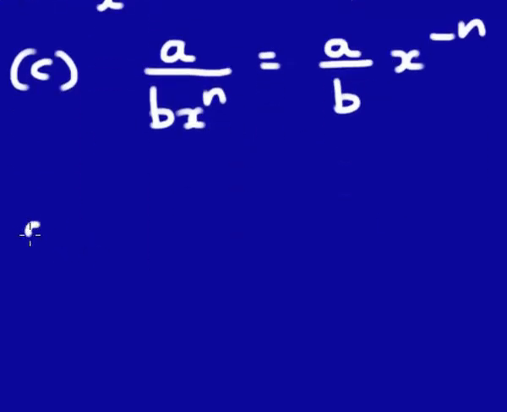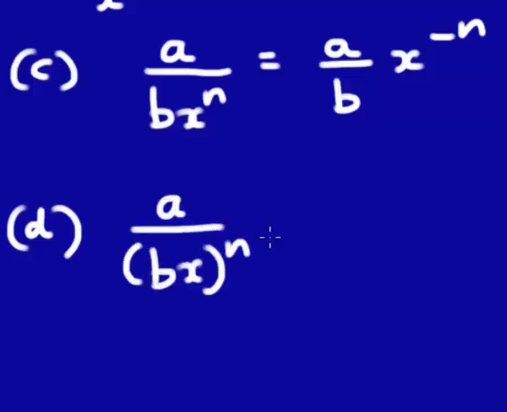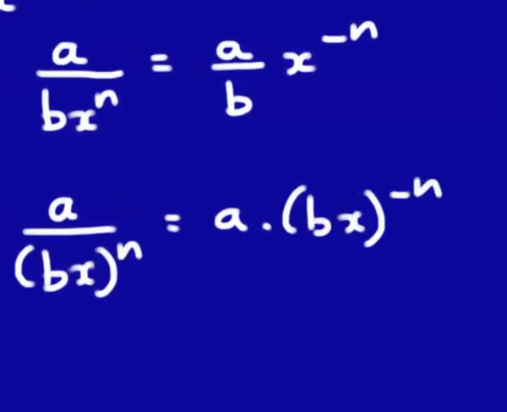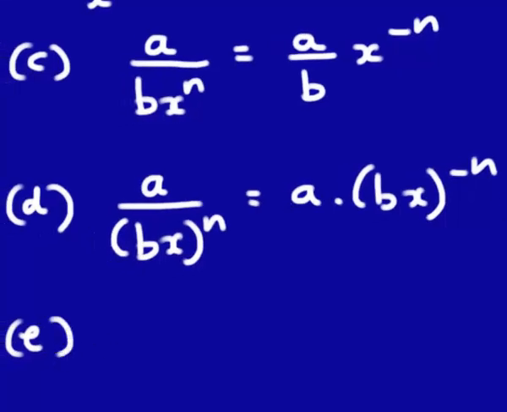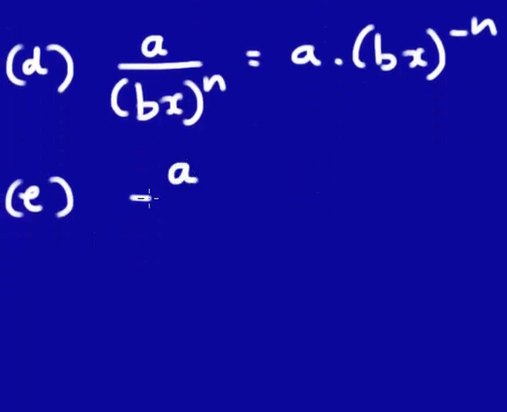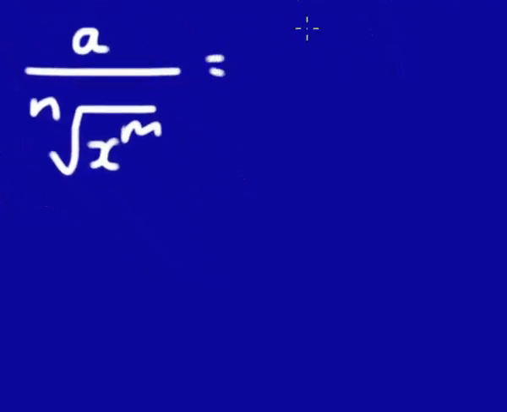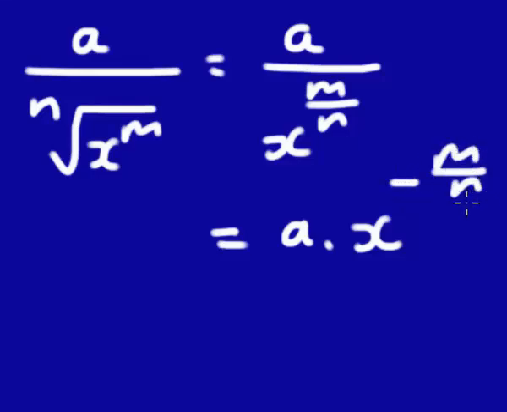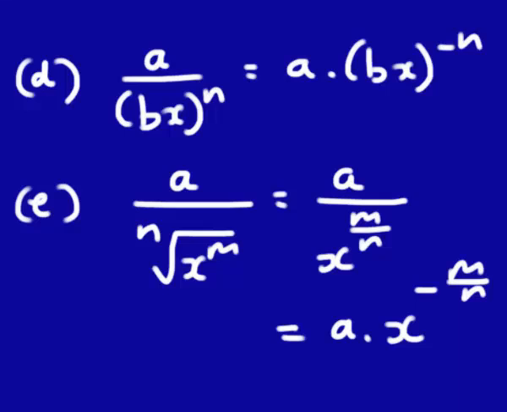And then number d, this rule is quite nice too. If you've got a over, if it's the whole of bx to the n, then all you do is you write the a and bring the whole bracket up, and it becomes negative n. And then just watch out for the rules of surds. If you've got a divided by the nth root of x to the m, well, we can say that that's a divided by x to the m over n. If you remember the rule of surds, that then comes up and becomes a multiplied by x to the negative m over n. Okay, and we're going to apply all of these rules when we do some examples.